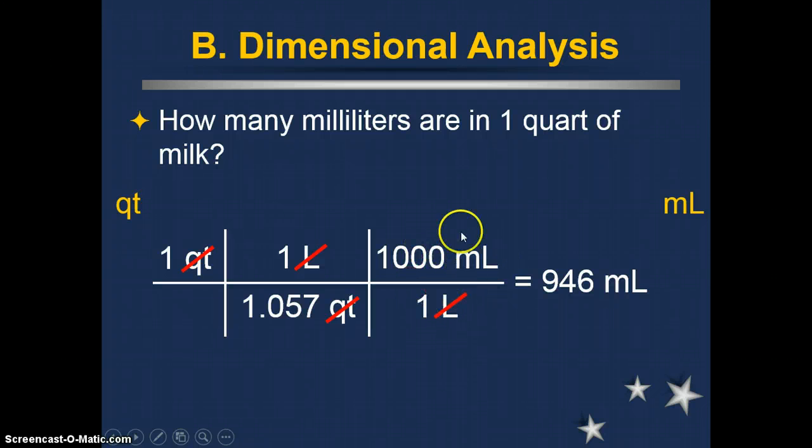So again, 1,000 milliliters in a liter. If you're not sure of that, or you're not sure how to remember that milli means 1,000, you can write this down and add it to your common list right now. 1,000 milliliters equals 1 liter, or 1 liter equals 1,000 milliliters.